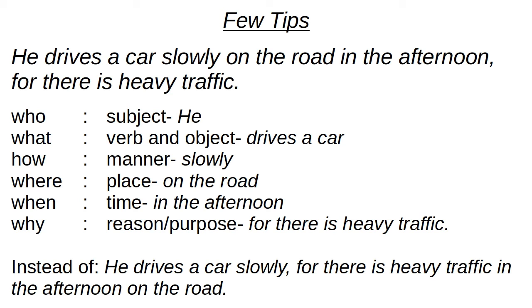Now we add more information and we say why. He drives a car slowly on the road in the afternoon. Why? Because there is heavy traffic. Or you can say for there is heavy traffic. Instead of because, you can also write for. Now for is a coordinating conjunction. So before a coordinating conjunction, you place a comma. So you place a comma and then write for there is heavy traffic. This is the order that you follow. Who, what, how, where, when, why.